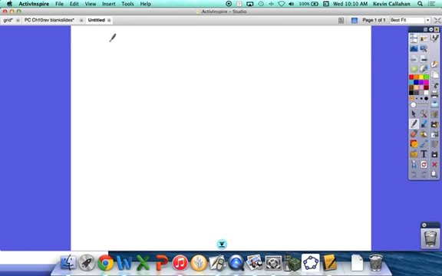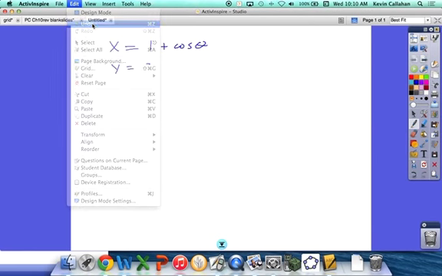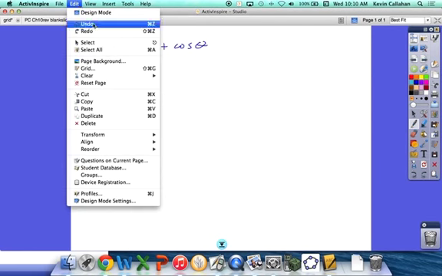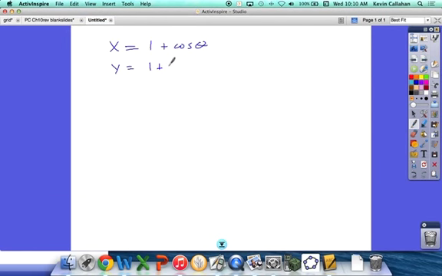Can you read it again? x equals 1 plus cosine theta. y equals 1 plus 2 sine theta. I mean, the first part says you're going to make a graph, right? And what is the parameter of this graph?